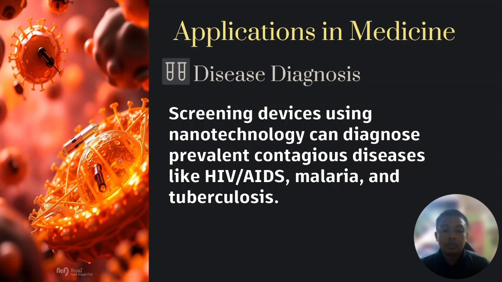Third, disease diagnosis. Screening devices using nanotechnology can diagnose prevalent contagious diseases like HIV, AIDS, malaria, and tuberculosis. A nanotech-based paper strip test, similar to a pregnancy test, uses nanoparticles to detect HIV or malaria biomarkers from a drop of blood, delivering fast, low-cost, and accurate results without the need for lab equipment.